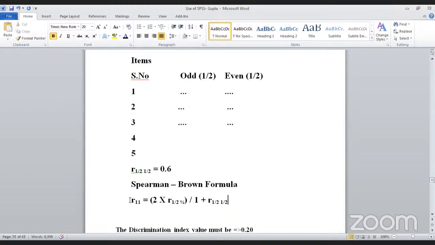Now here, because R half-half is 0.6, I can say that this is equal to 2 multiplied by 0.6.